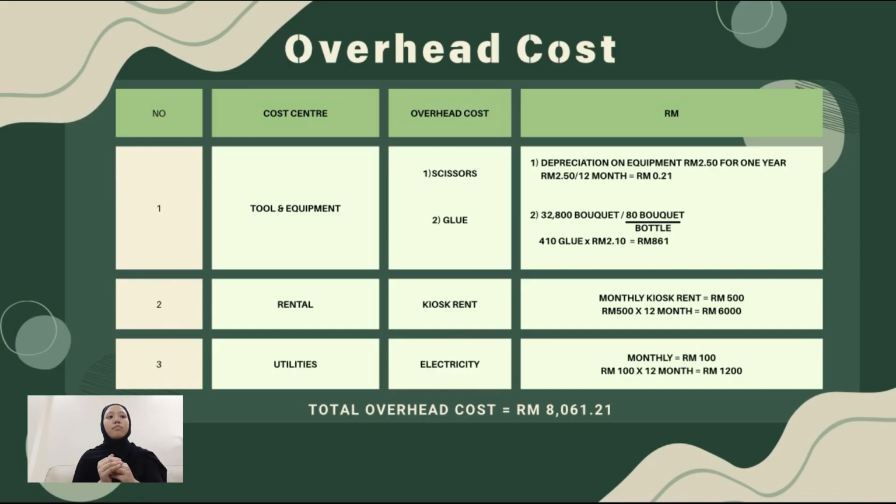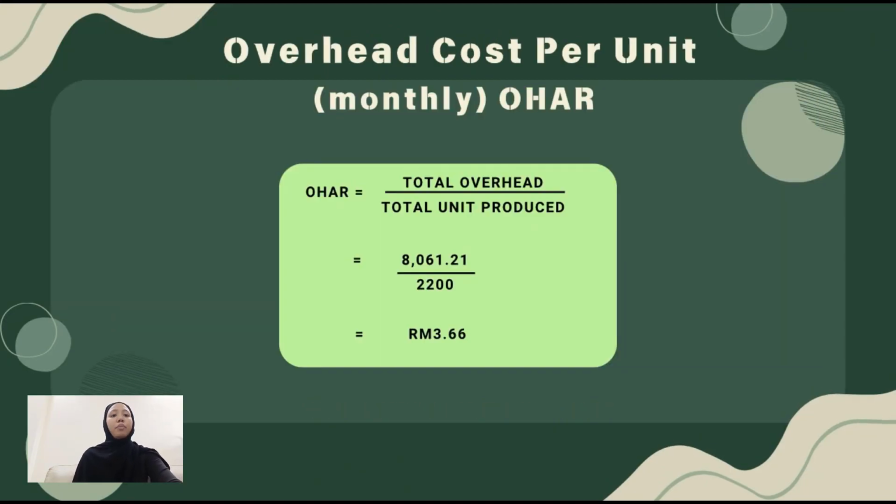So the rental cost monthly that we have to pay is 500, so we times with 12. The total is 6,000. The electricity monthly that we have to pay is 100, so we times with 12, so we got 1,200. So the total overhead cost is RM8,061.21.